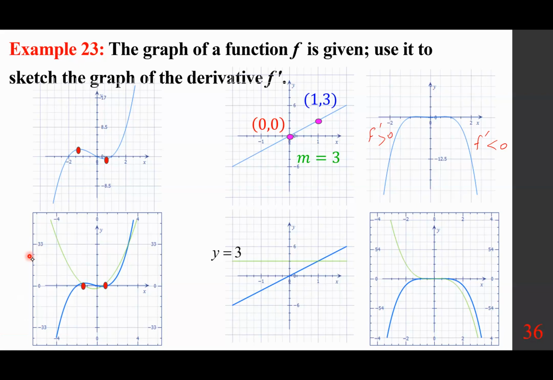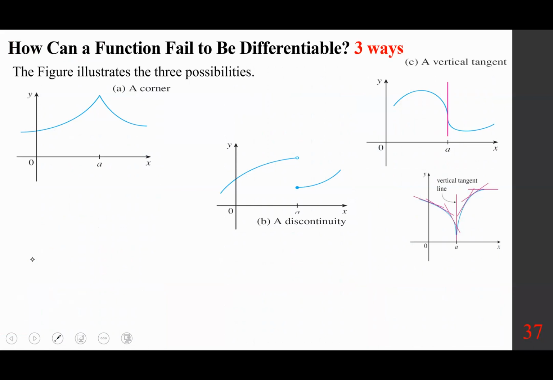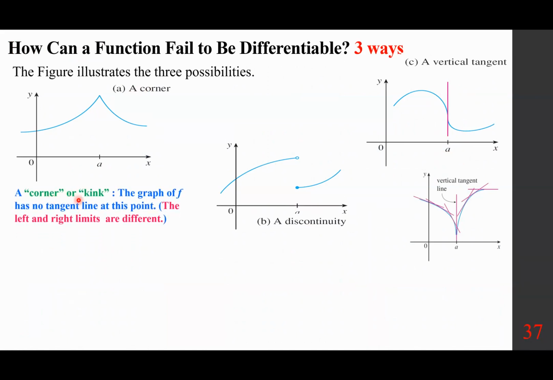It's a rough sketch. Now, how can a function fail to be differentiable? Well, when we have a sharp corner, when we have a discontinuity, and when we have a vertical tangent line. A corner or kink. The graph of f has no tangent line at this point. The left and right limits are different. So the point is, where do you put that? So the limits are different.